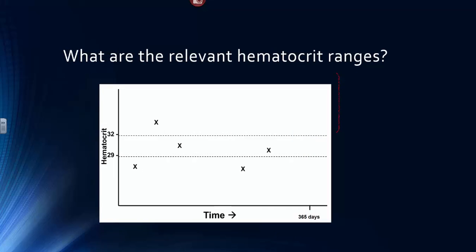So first we have to determine what are the relevant hematocrit ranges. Well, we know greater than 32 is high and undesirable. We know that less than 29 is low and undesirable. And we know that a hematocrit of 29 to 32 is our target. So that's the first determination you make.